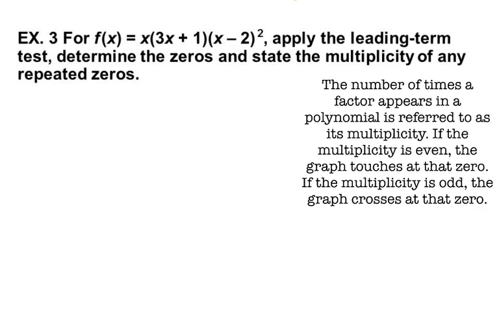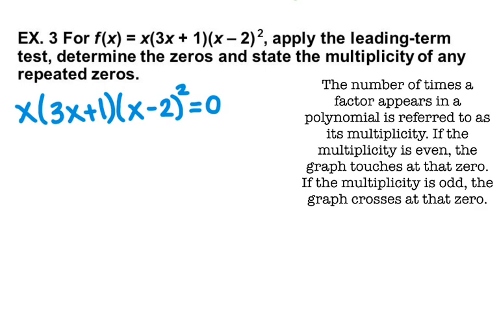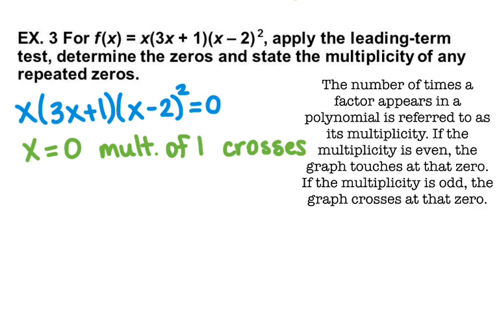So the first factor is x equals 0, and since it's only listed one time in this factorization, it has a multiplicity of 1, and that means that the graph crosses the axis at 0. So because it's only there an odd number of times, then it actually crosses the graph.